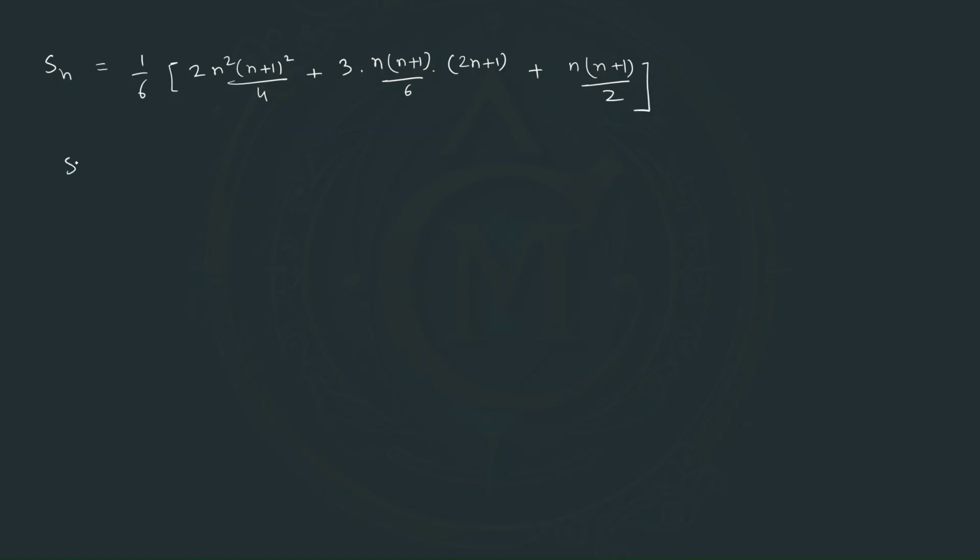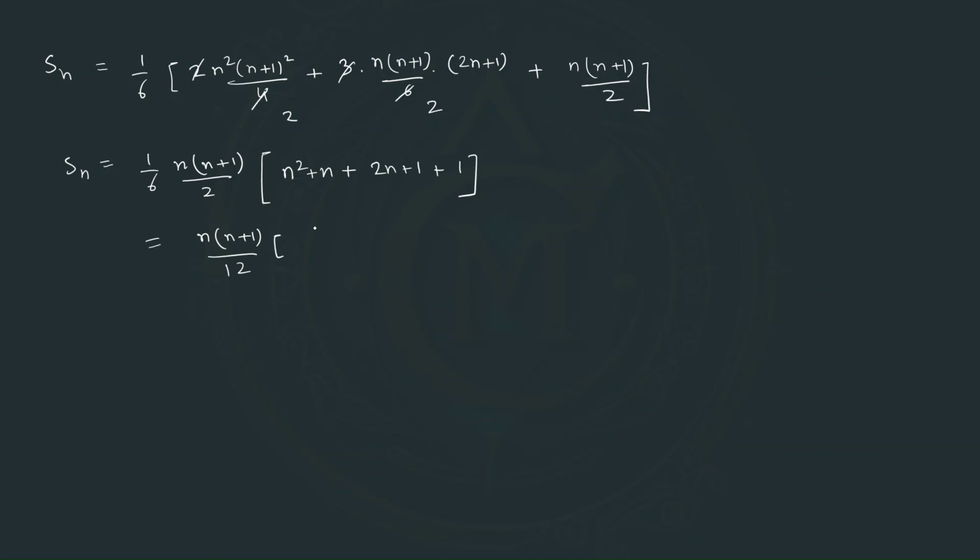So Sn will be equal to 1 by 6. Then we can take n into n plus 1 common, so n into n plus 1. Then we can also cancel this, so we will get a 2 outside here. Then inside this bracket will be n square plus n, plus 2n plus 1, plus 1. So it becomes n into n plus 1 divided by 12 times n square plus 3n plus 2, or we can factorize this as n plus 2 times n plus 1.